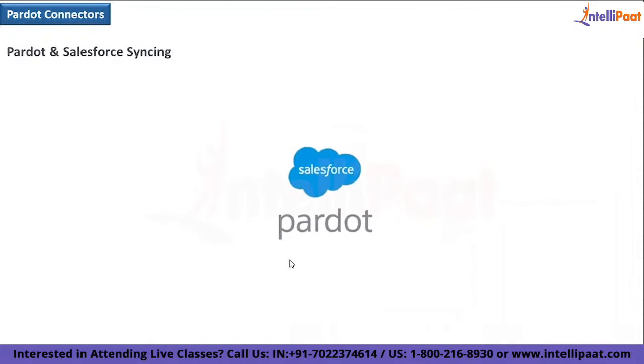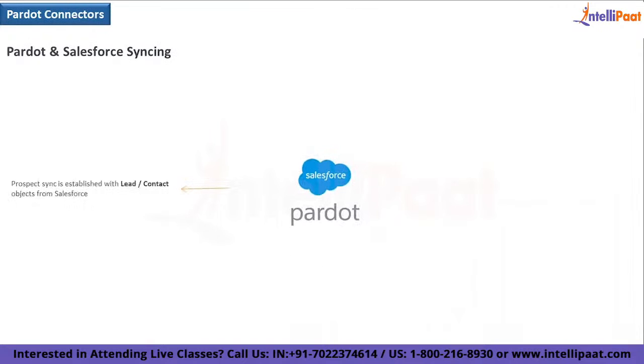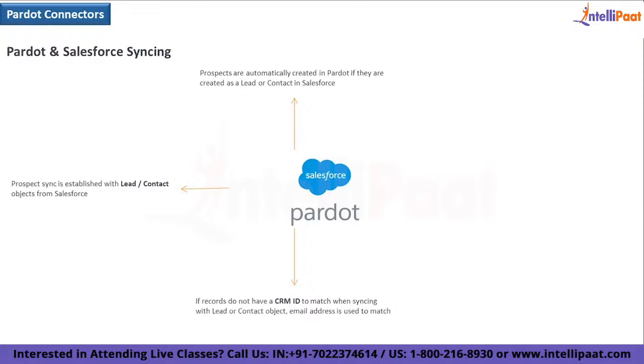Now we'll talk about the Salesforce syncing, and you might see a couple of statements here. Prospect sync is established with lead and contact object details, which we just covered. And prospects are automatically created in Pardot if they are created as a lead or contact in Salesforce, only if they are created after the connection is established. If a record does not have a CRM ID to match when syncing with the lead or contact, the email address is used to match. That is the second priority. CRM ID is the main one.